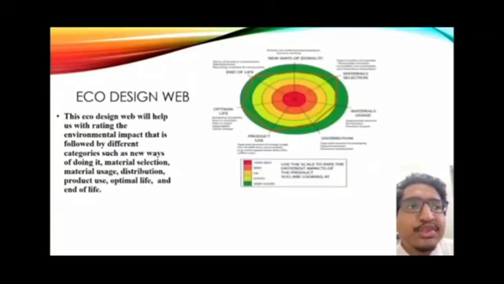The next method is using an eco-design web. This eco-design web will help us in rating environmental impact across different categories such as new ways of doing it, material selection, material usage, distribution, product use, optimal life, and end of life. This eco-design web is assisted with a color-coded rating system, red for the worst environmental impact and green for the least environmental impact.